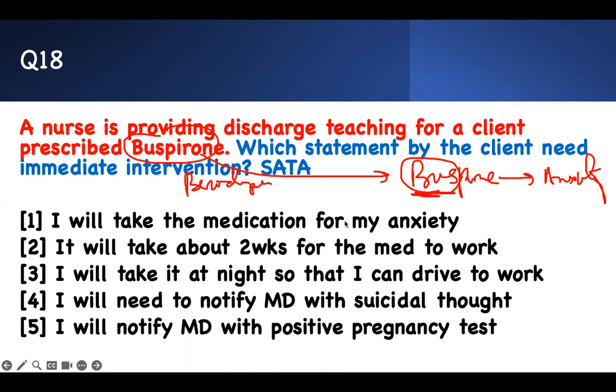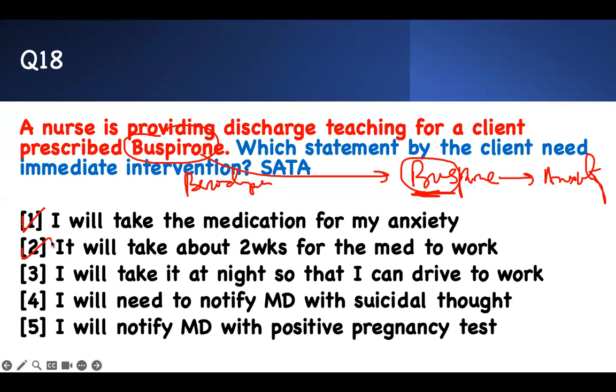So, "I will take the medication for my anxiety." It will take about 2 weeks. This is the only problem: it takes longer to work. Most people want things quickly, so that's why they give them benzodiazepines. But for this, it takes a while, sometimes 2 to 4 weeks to work. So this does not need immediate intervention.